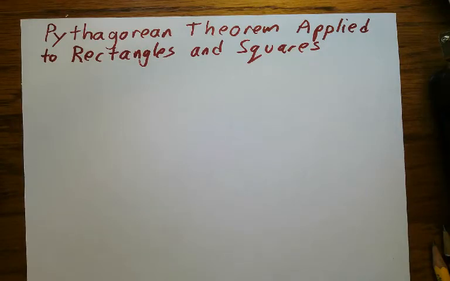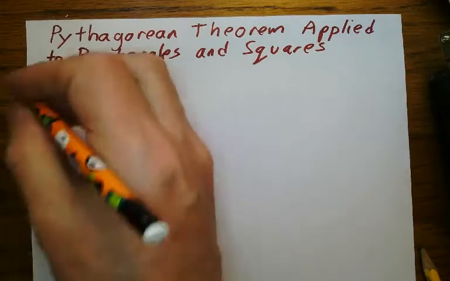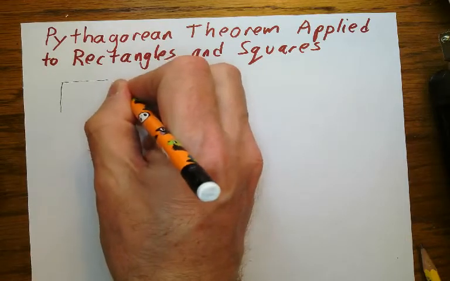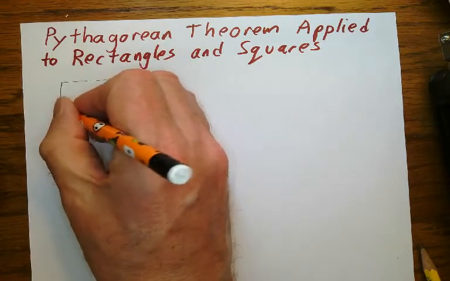Hello, geometry people. We're going to apply the Pythagorean theorem to rectangles and squares. Well, the Pythagorean theorem only works with right triangles. Well, how is it going to work with a rectangle and a square then? Well, rectangles and squares both have right angles, do they not?